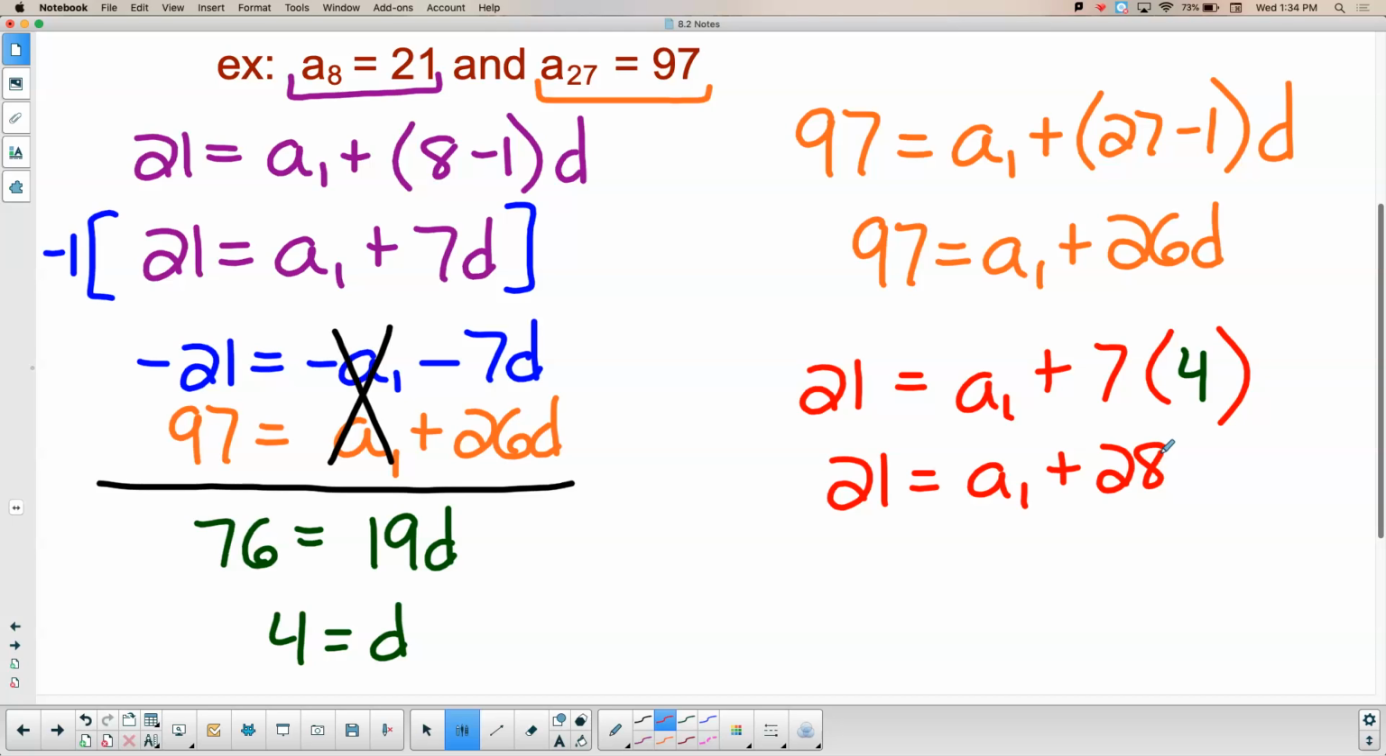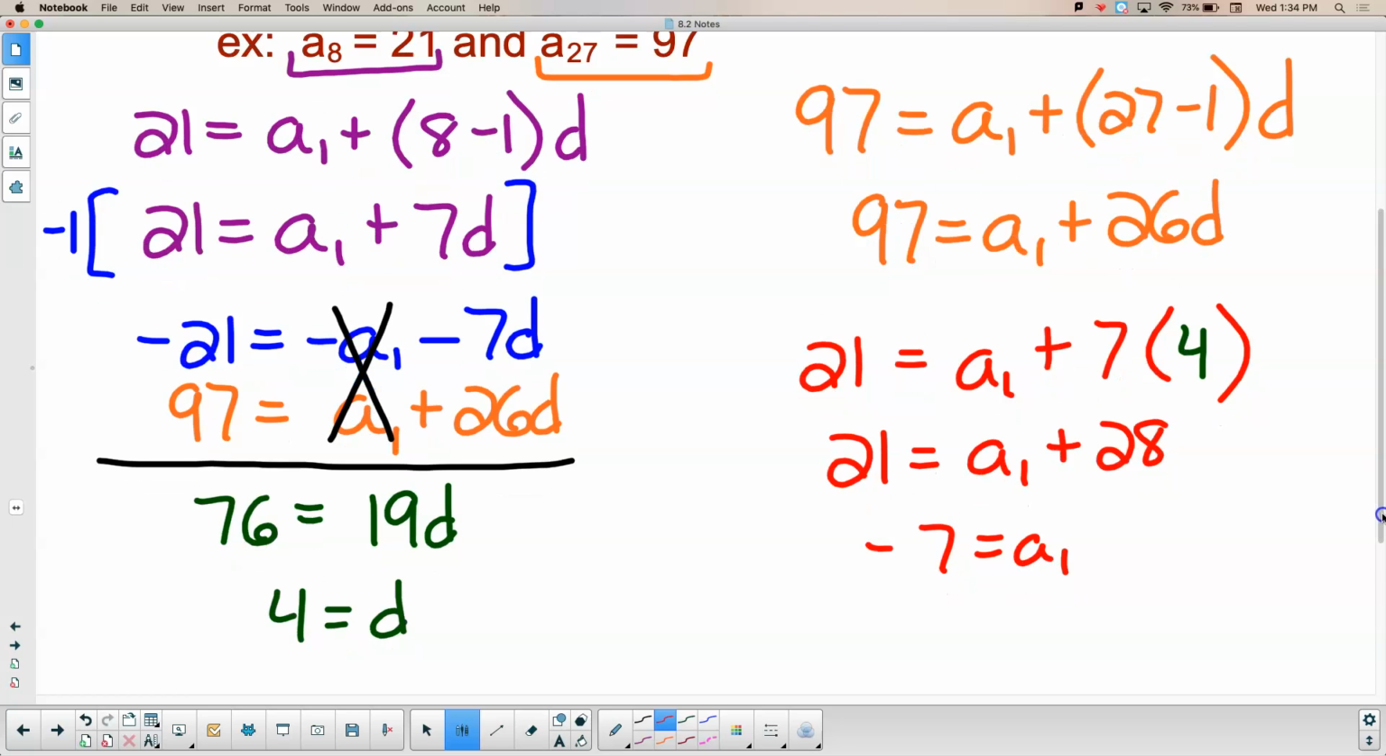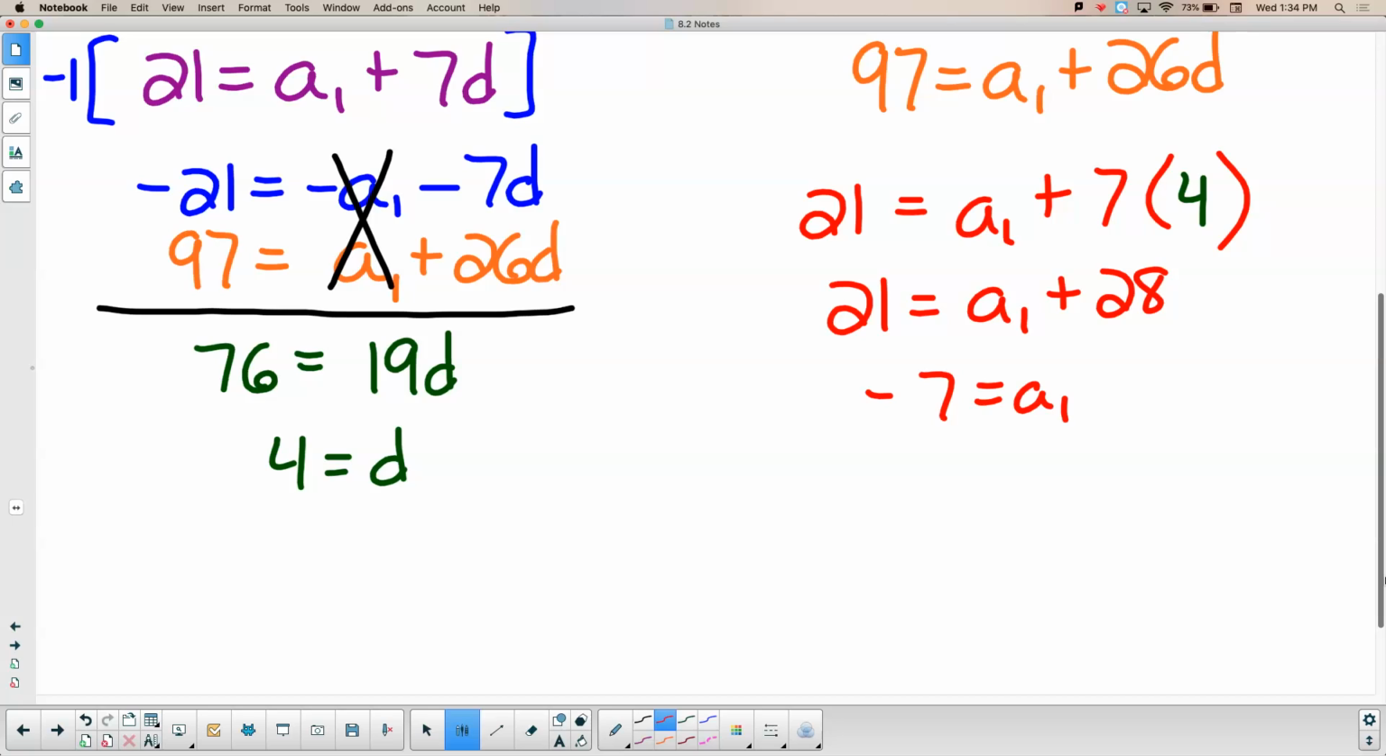What do you get? So my first term is negative 7 in this sequence. My common difference is 4. Do we have enough information now to write ourselves an equation or a rule, if you will? Yeah? What is it? Talk to me.